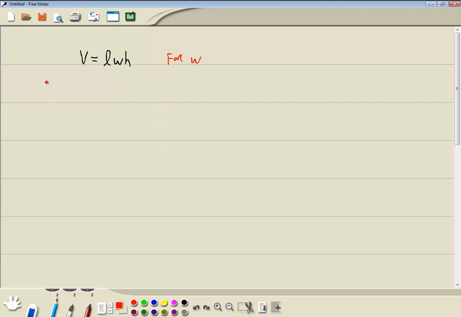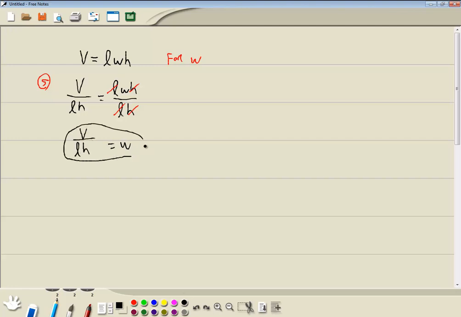Our last step, step 5. Divide both sides by what's in front of or back of the variable we're solving for. There's an L in front of it and there's an H after it. So we're going to divide both sides by LH. Then when we do that, these L's are going to cancel and these H's will cancel. And so we'll have W is equal to V over LH. And that's our answer.